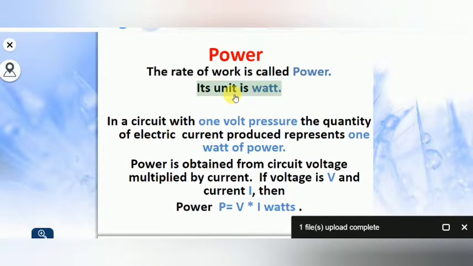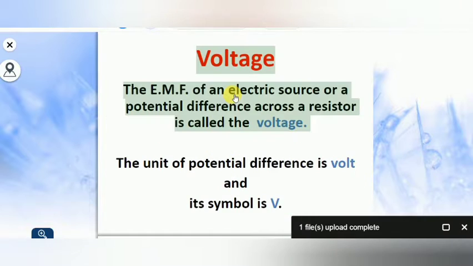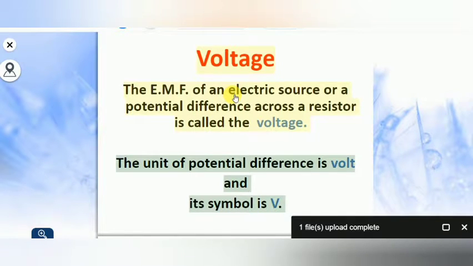Power. The rate of work is called power. Its unit is watt. In a circuit with 1 volt pressure, the quantity of electric current produced represents 1 watt of power. Power is obtained from circuit voltage multiplied by current. If voltage is V and current I, then power P equals VI watts. Voltage. The EMF of an electric source or a potential difference across a resistor is called the voltage. The unit of potential difference is volt and its symbol is V.